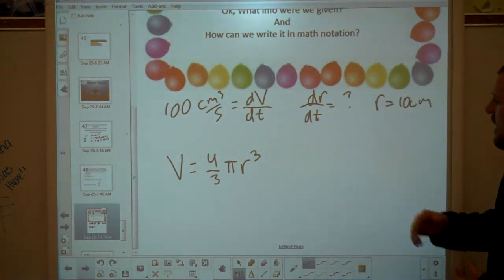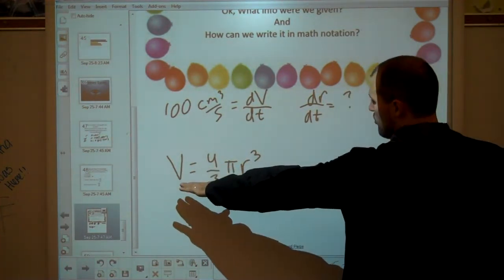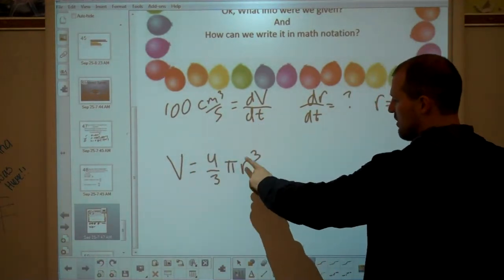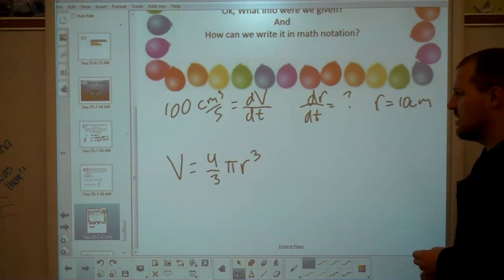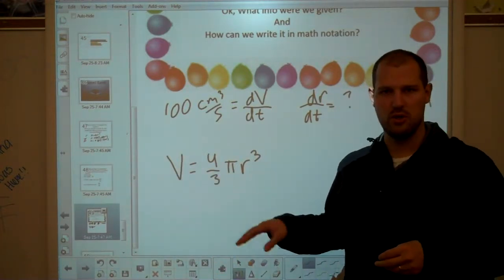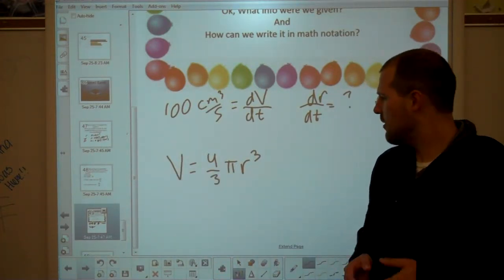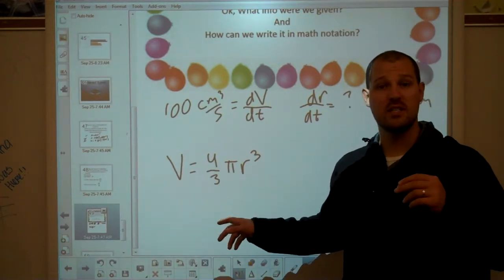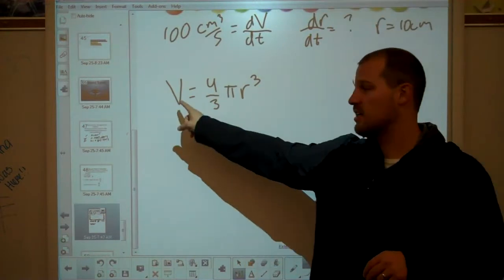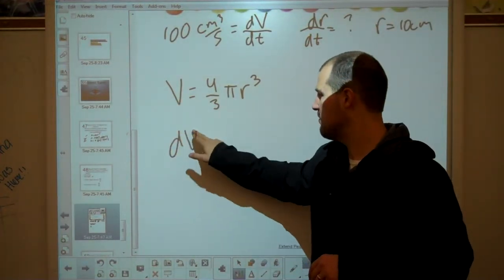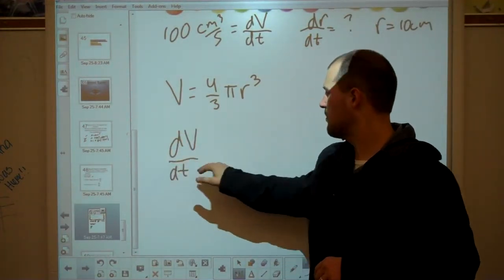Okay, so let's consider what we have. We've got volume here, but that's a rate of change of volume. We have radius here, but that's a rate of change of radius. So what that tells me is that I don't need this equation, I need the derivative of that equation. Now remember, this is an implicit derivative. We're taking these derivatives with respect to time. So V doesn't turn into 1, it turns into dV/dt.